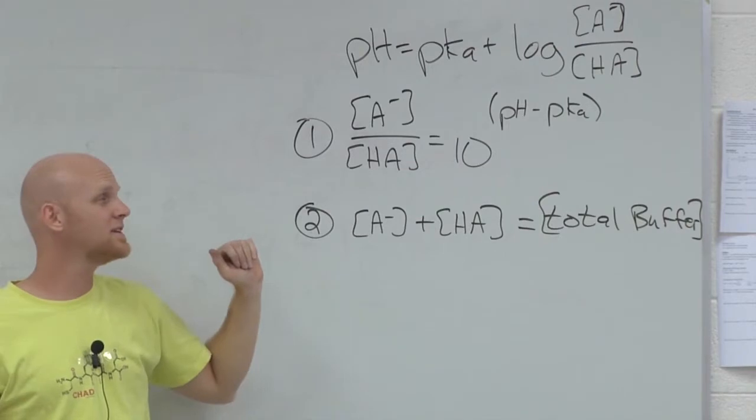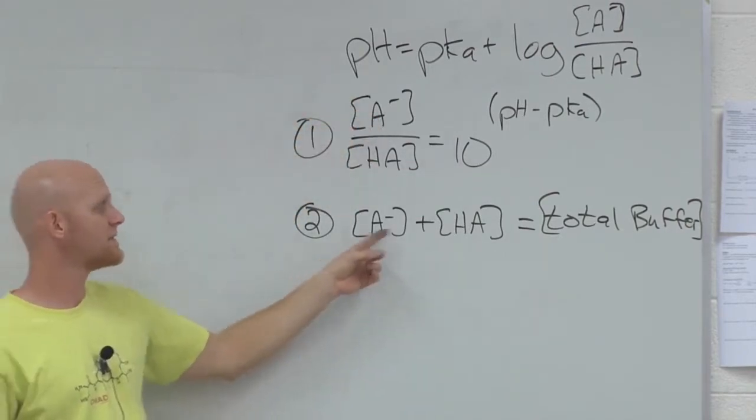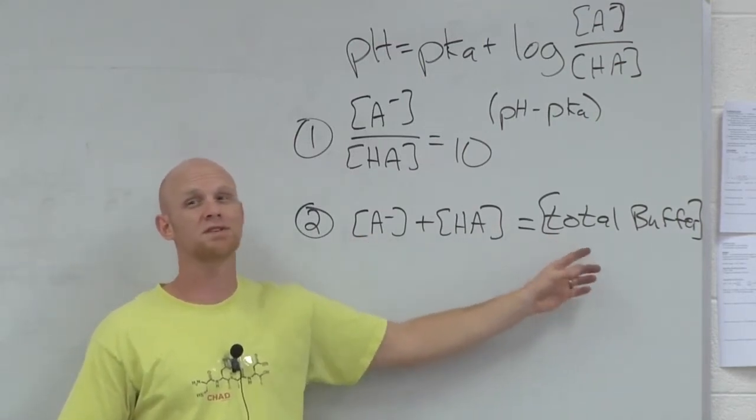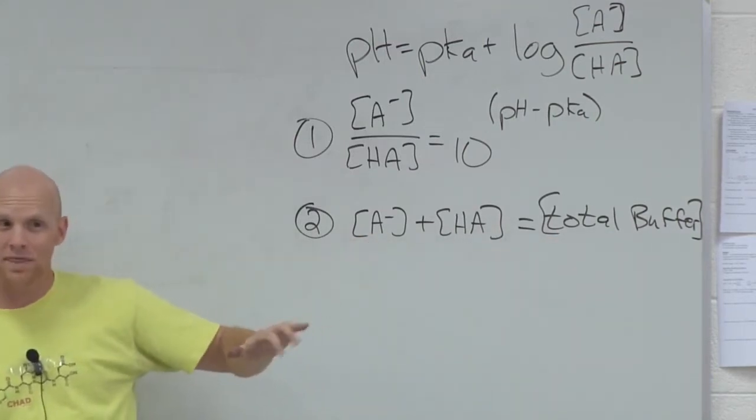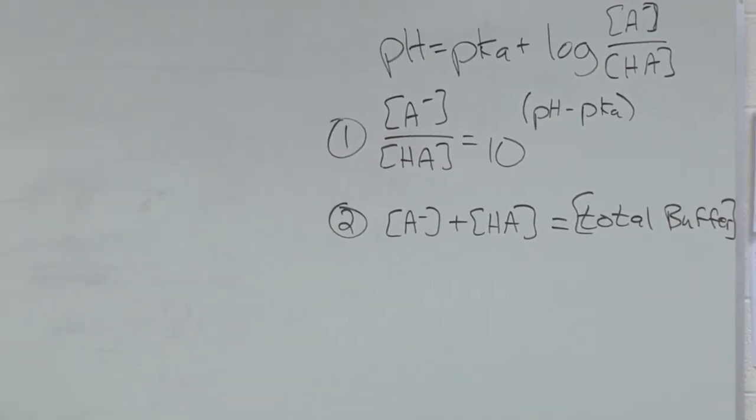And so sometimes it's convenient to do this as a ratio of moles instead of molarities, and to do a very similar equation as a sum of the moles equaling the total moles of buffer, not concentration. We'll see when that might be an easier way to go about doing this. But we'll do both. All right, so let's look at your buffer calculations.